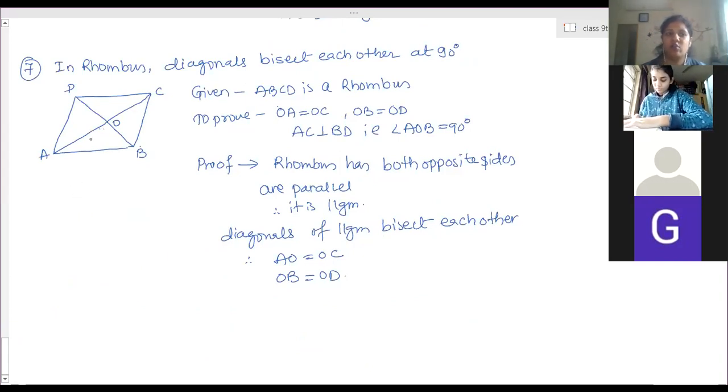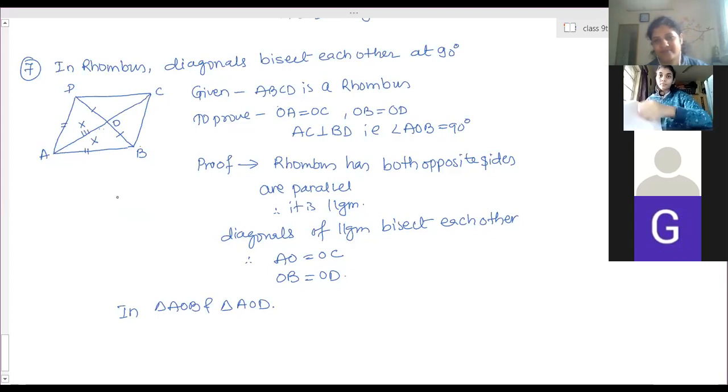For that, we have to use the congruency between the adjacent side triangles. AOB and AOD congruency we have to prove. So how to prove congruency? In triangle AOB and triangle AOD, OD equals OB, then AD is equal to AB, and AO is common. So therefore angle AOD equals angle AOB by CPCT, but they are linear pairs. So 2 angle AOB equals 180 degrees. Therefore AOB is 90 degrees.